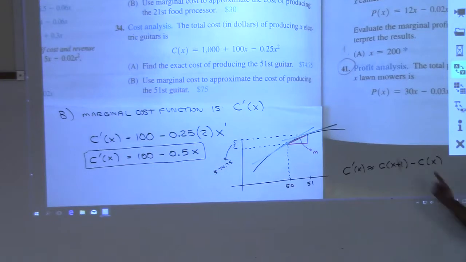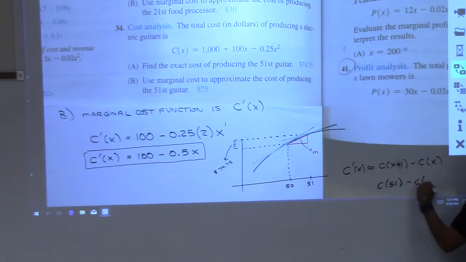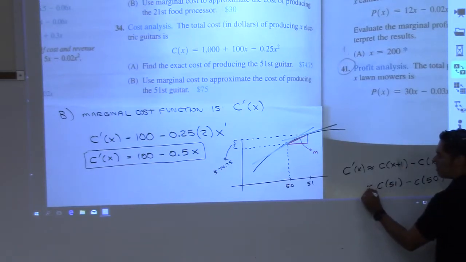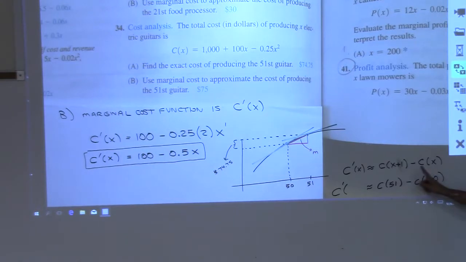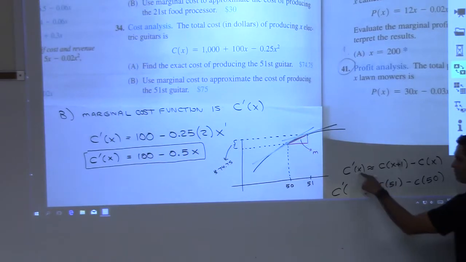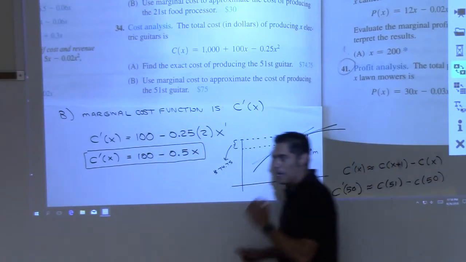So this says, we were doing C of 51 minus C of 50, right? We were trying to look at the cost of producing the 51st bicycle. 51 goes here, 50 goes here. So over here, this should be approximately equal to C prime of what? 50 or 51? So look at the formula. What's x in the problem? What's x here? 50, right? So we're actually going to be finding the derivative at 50, not at 51. That's where people kind of make a mistake.